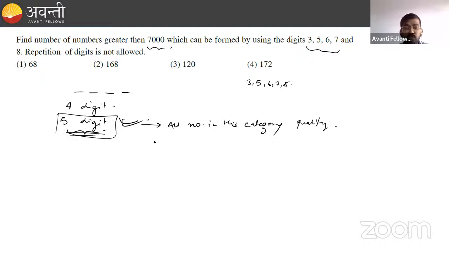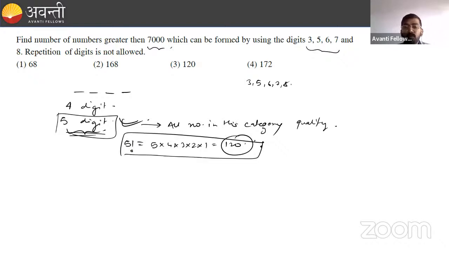So we have 5 digits. So we can do 5 into 4 into 3 into 2 into 1. So it comes out to be 120. Okay. So 5 factorial numbers, which is 120 numbers, are 5-digit numbers, and these are all greater than 7,000. So 120 numbers are definitely greater than 7,000 when we use these digits.